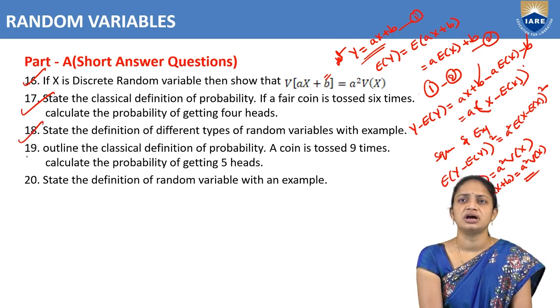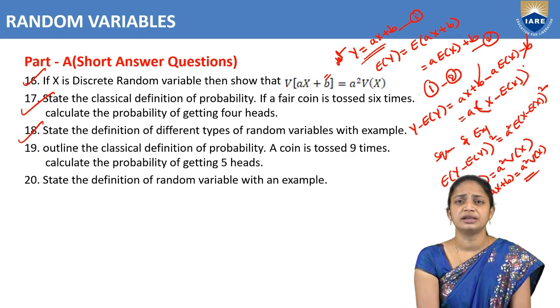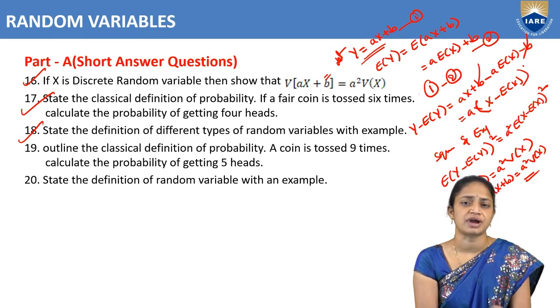State the definition of different types of random variables with example. So what is a random variable? In any random experiment, the sample space associated with the real number is called a random variable. Actually random variables are of two types. The first one is discrete random variable and the second one is continuous random variable. So what is a discrete random variable? If the range of the random variable is finite, then we can say that it is a discrete random variable. For example, if we toss two coins, the random variable consists of capital X equal to 0, 1, 2.